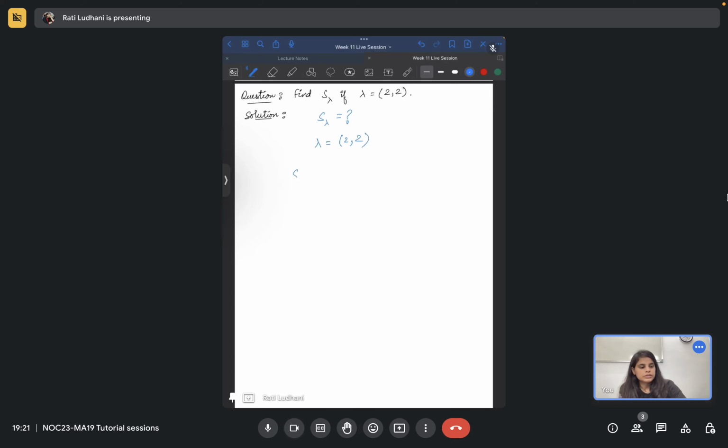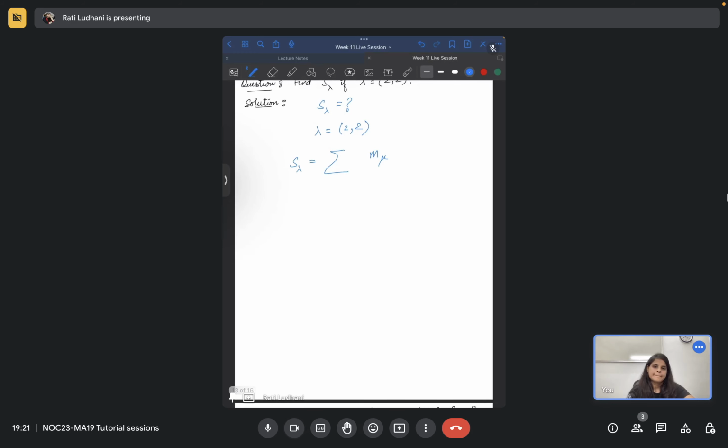So how do we do that? Can you tell me the formula? For example, I write mu. What should be the coefficient? K lambda mu. Whatever the shape is, you will write it first. That is your shape lambda, and this is your mu, so S lambda equals the sum of K lambda mu times m mu.